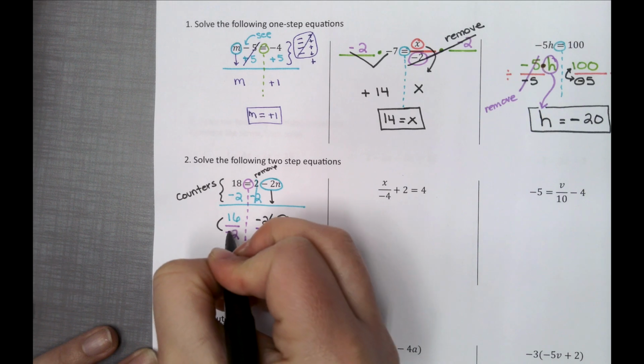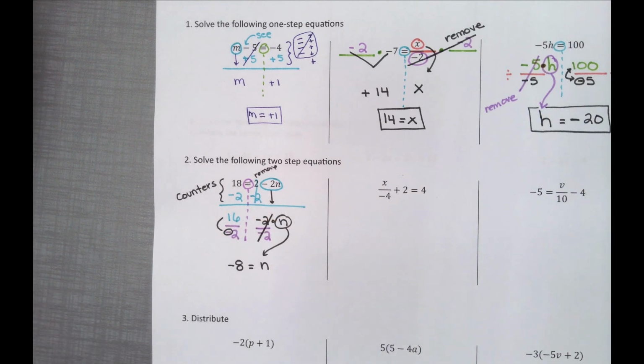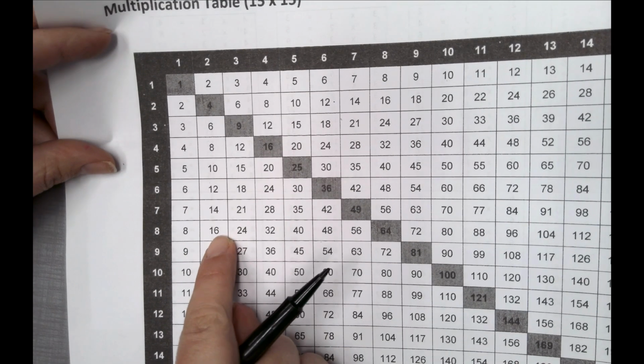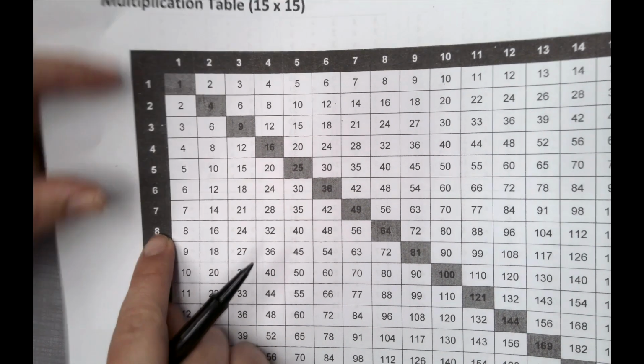So again, same or different. This is different. One's positive, one negative. You're going to take a look at that multiplication table. Here's 2, and I'm going to find 16. 16 is here. Drag your finger over, and that is where we have that number 8.